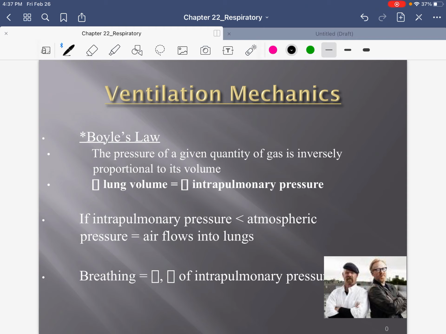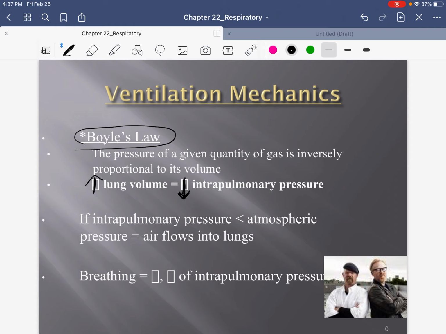We talked about the relationship between pressure and volume in the heart chapter, didn't we? Well, the same principles that govern blood flow also govern airflow. In some ways it makes our life a little easier, but we still have to go through it here. So now we're giving a name to this law. Boyle's law just states that there's an inverse relationship between volume and pressure. When lung volume is high, pressure is low. If lung volume is low, pressure is high.